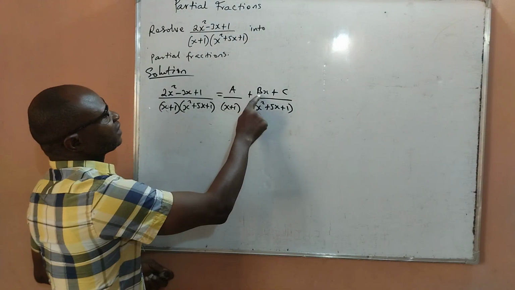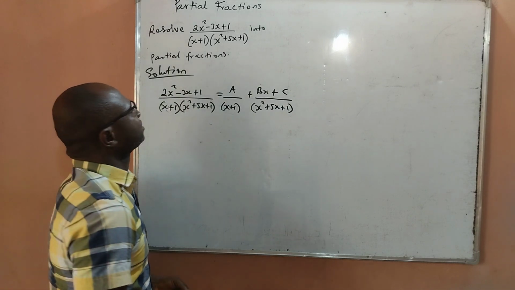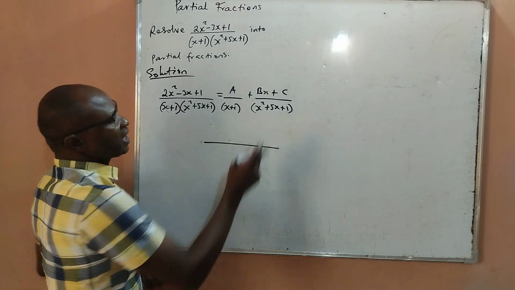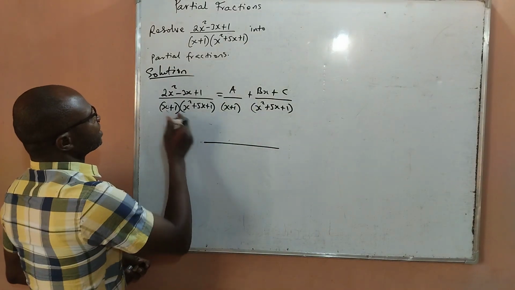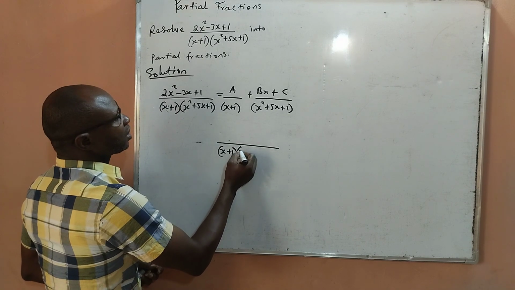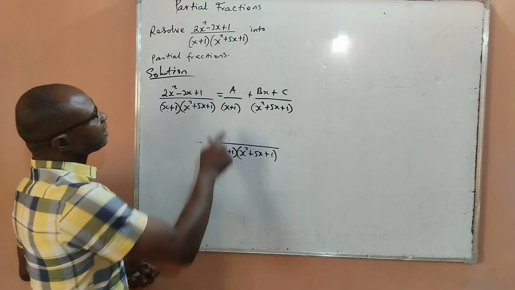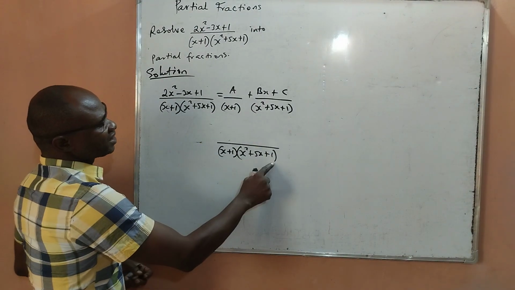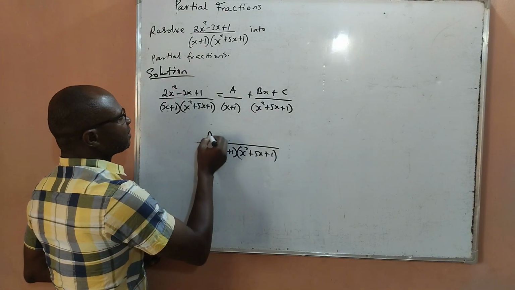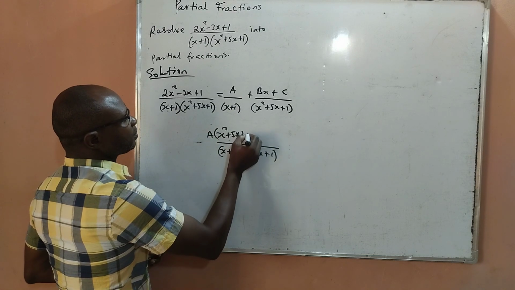I shall be looking for the value of B, the value of C, and of course the value of A. Alright, now the math proper starts. Therefore, I find the LCM of this right hand side. The LCM is as given here, which is x plus 1 into x squared plus 5x plus 1. Now if I use x plus 1 to divide this, it is going to give me the second bracket, which is quadratic. I will multiply it by A to have x squared plus 5x plus 1.